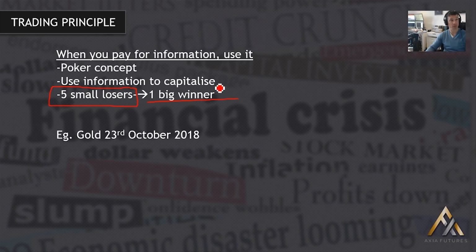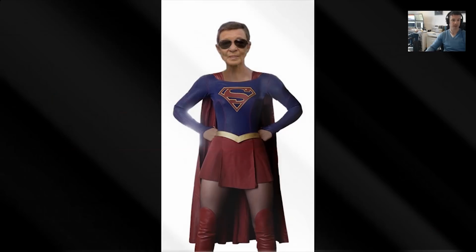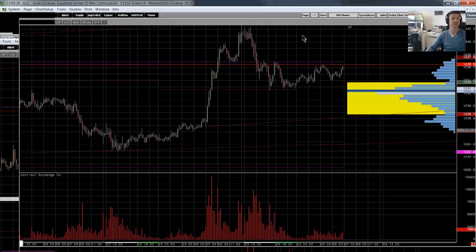When they're not, what do we do? We take the small losers, we pay for information. Okay, so the example we're going to talk about is gold, from the 23rd of October, and I'm going to show you how this played out. Now, the first thing to do is just to go back to the candlestick chart, so you guys get a gist of what that looks like.